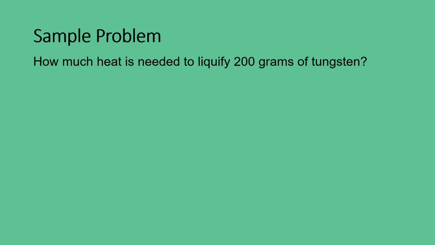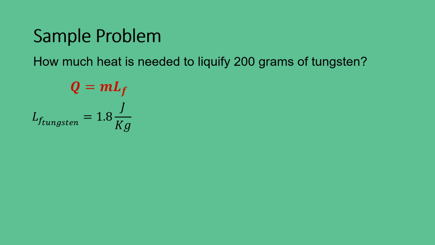To solve for the heat needed to liquefy 200 grams of tungsten, we now use the formula Q is equal to mass times the latent heat of fusion for tungsten. Latent heat of fusion because we're going to change the phase of tungsten from solid to liquid. The latent heat of fusion for tungsten is equal to 1.8 joules per kilogram. So all we have to do is to simply substitute the values of the mass and the latent heat of fusion of tungsten to our formula.